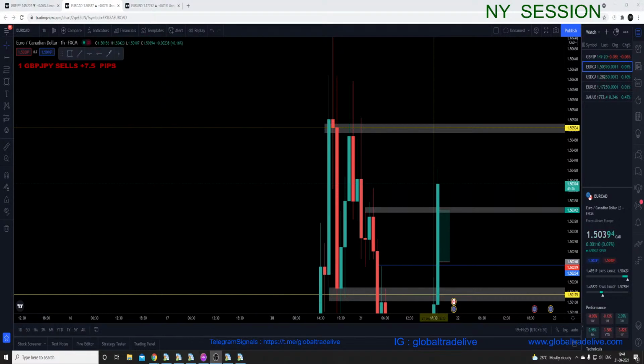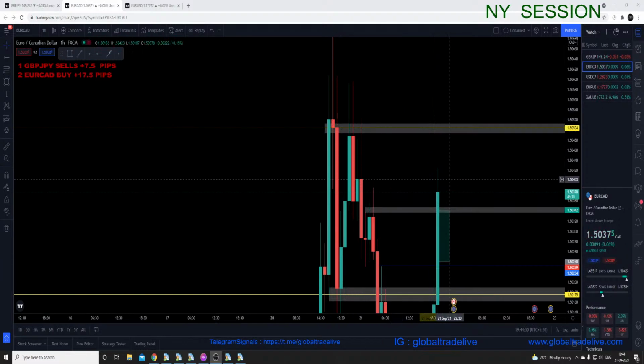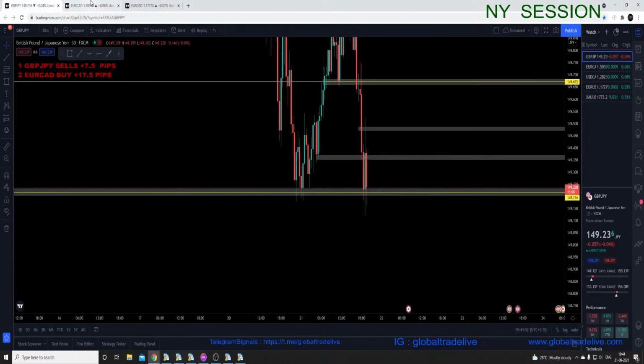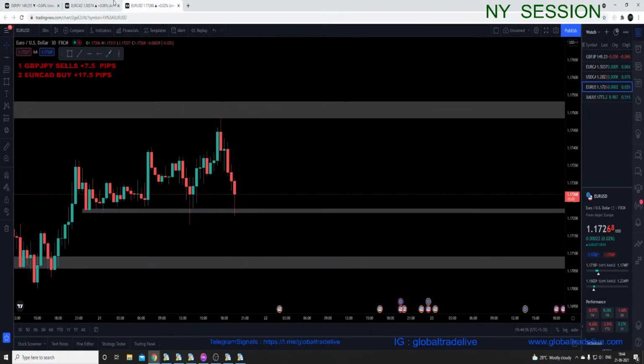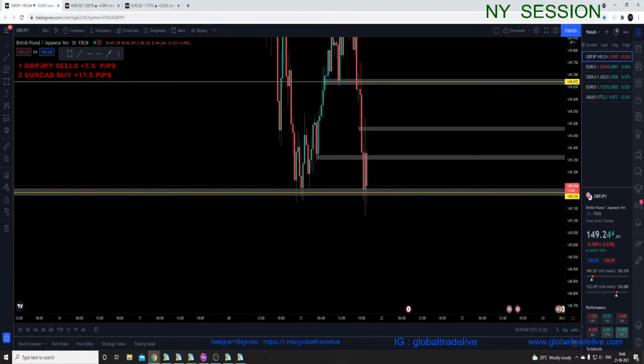So number 2 trade for today, EuroCAD buys, 17.5 pips. Why I closed? Because it's reaching a heavy rejection zone over here, so that's why. Look, GBP JPY is doing good right now, but let's see.